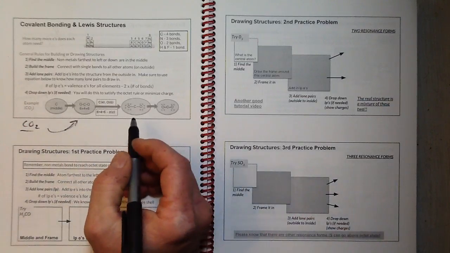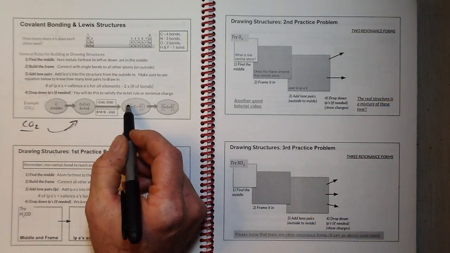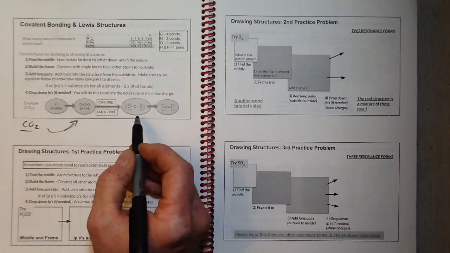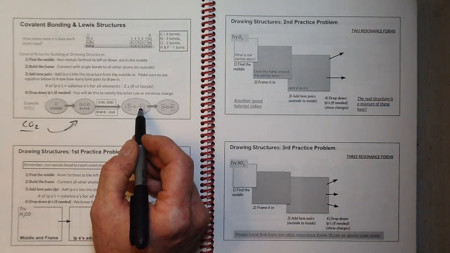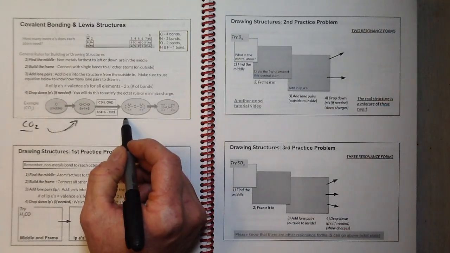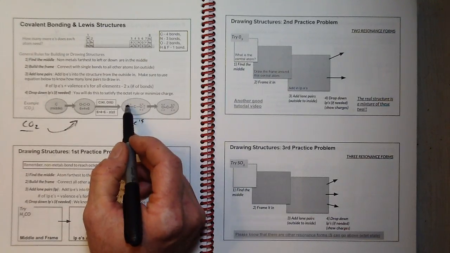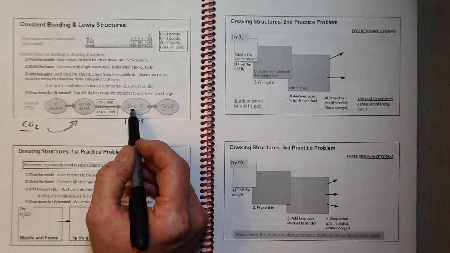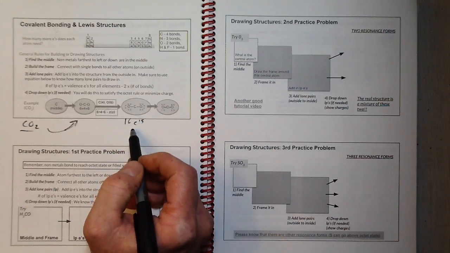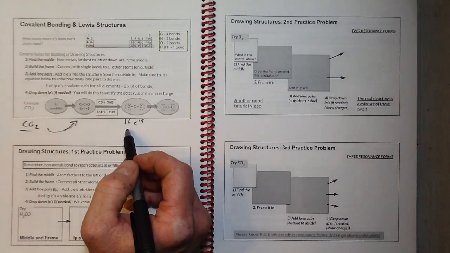So from the outside in, I'm going to put 12 more. 2, 4, 6 on one side of this oxygen, 2, 4, 6 on the other side where this oxygen sits, and that's now 16 electrons. And you say, well, how do you know? Well, 2, 4, 6, 8, that's a bonding pair. 2, 4, 6, 8, that's another bonding pair. 8 plus 8 is 16.